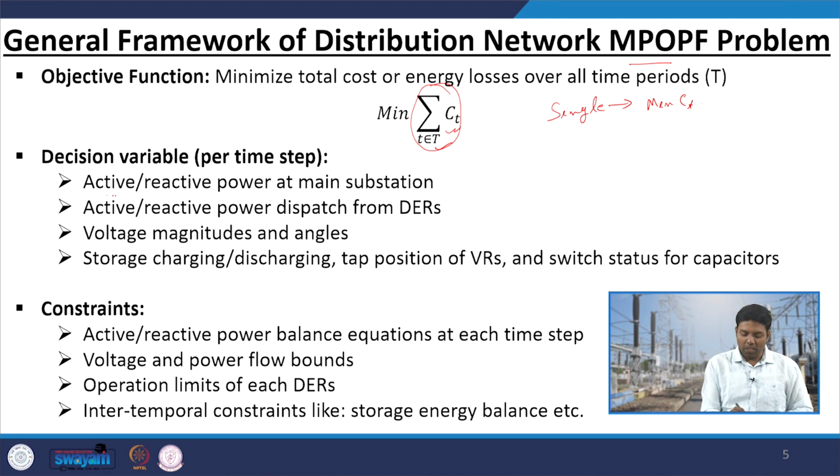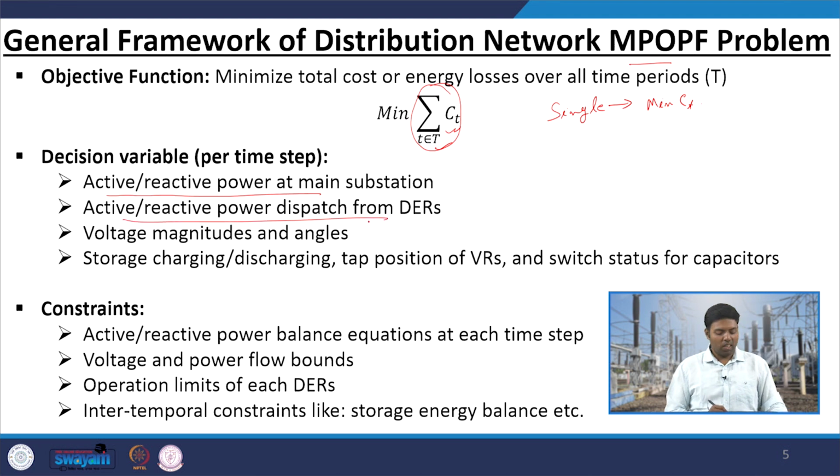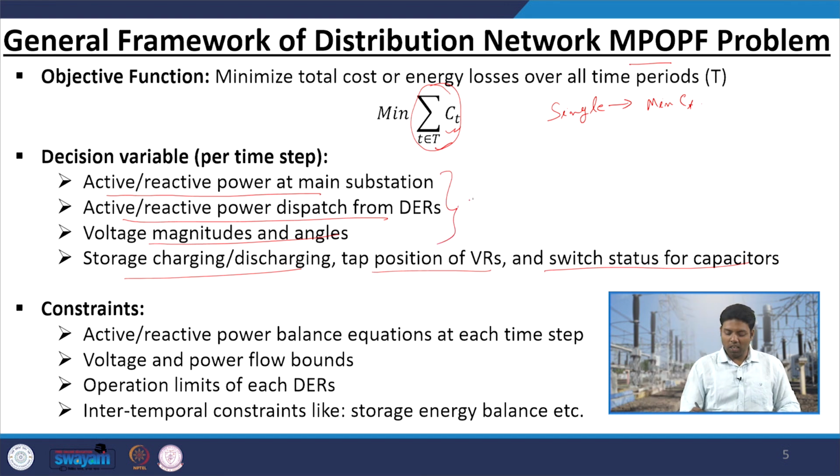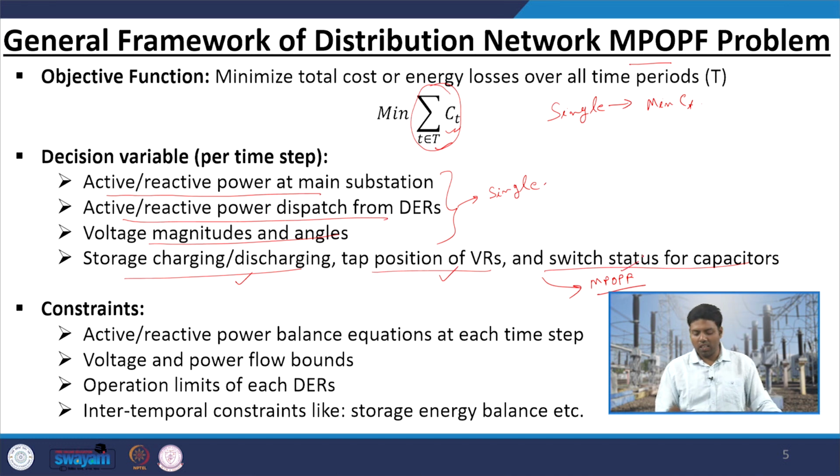So, the decision variables are active and reactive power at the main substation, active and reactive power dispatch from the DERs, voltage magnitude and angle, storage charging and discharging, tap position of the VRs and switching status of the capacitors. These three things we have considered for the single time step as well. This is the extra thing that will be added to the decision variables when you go for MPOPF. And depending upon your system condition, you can have battery, you can have voltage regulator only, or you can have only capacitors, or a merger of all of them in your system.